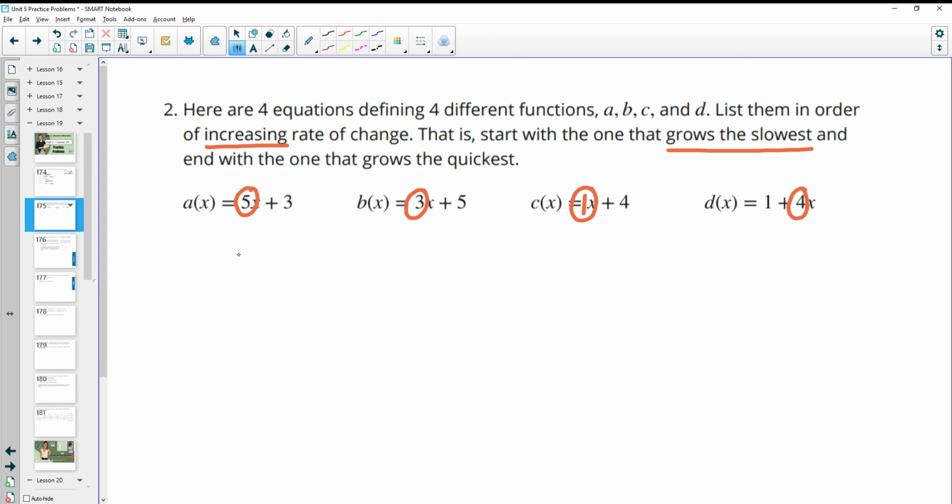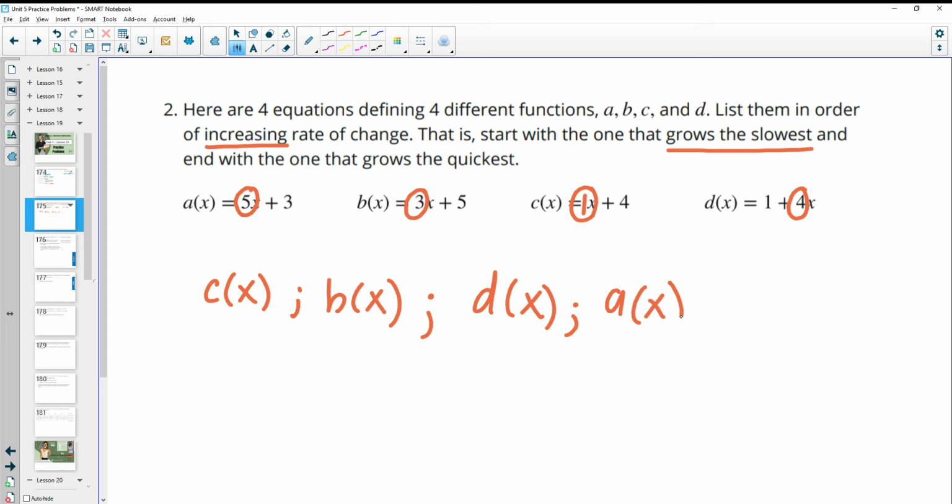So that means that our slowest growing one is going to be C of x with the rate of change of 1. Then we're going to go to 3, so that's B of x. Then we're going to go to a rate of change of 4, which is D of x. And then finally our steepest, which is A of x.